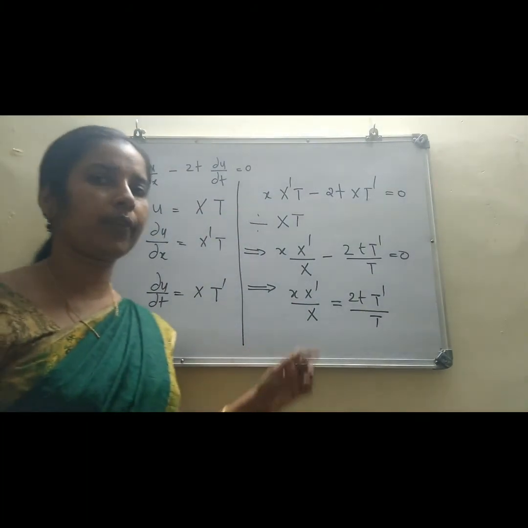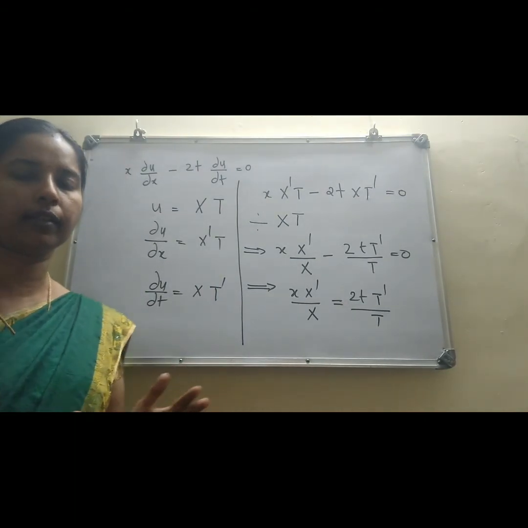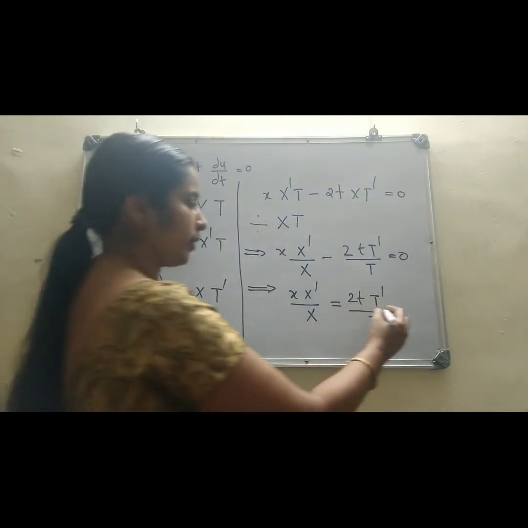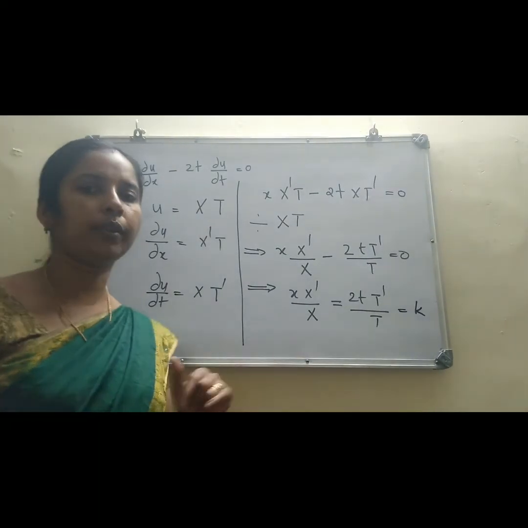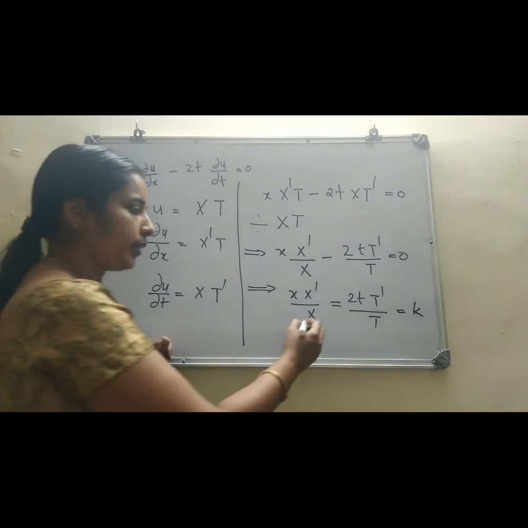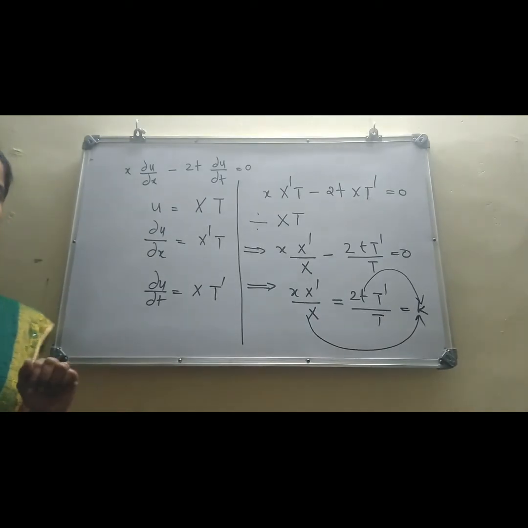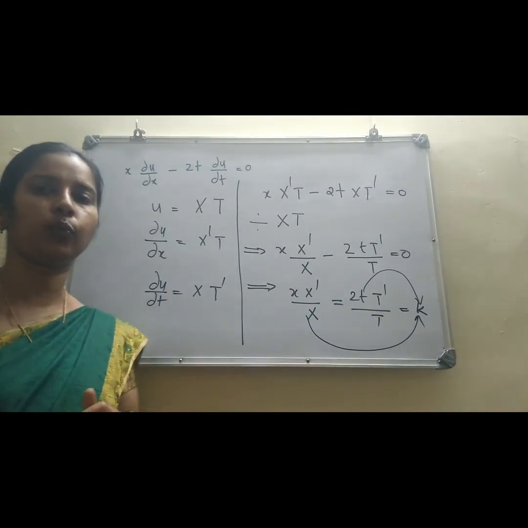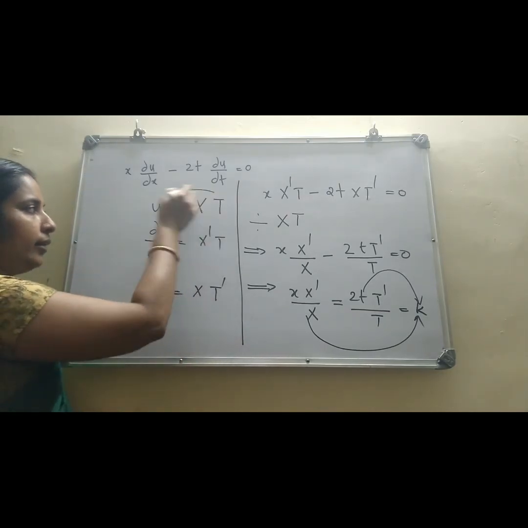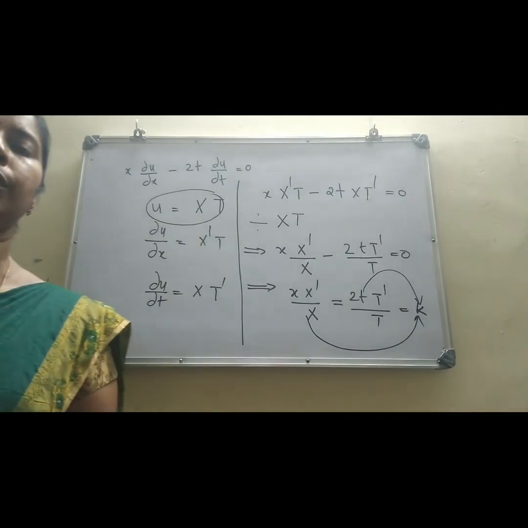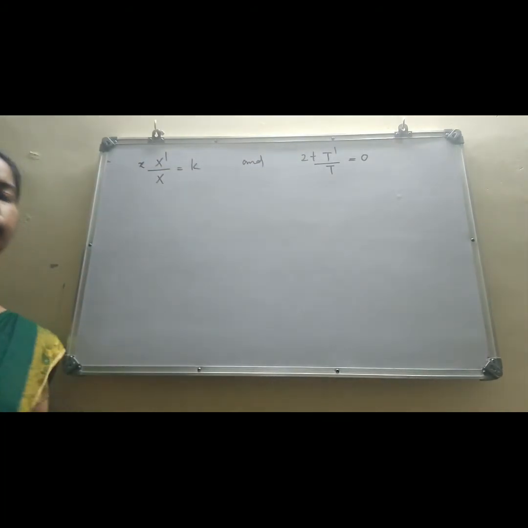Since capital X is a function of x alone and capital T is a function of t alone, both are independent variables. So this equation is true only for each is equal to a constant. Let it be k. So from this you can consider two differential equations. One is this equal to k and the second equation is this equal to k. Next, by solving these two differential equations we will get capital X and capital T. Next, you put the values of X and T in this equation, we will get the general solution of the given partial differential equation. We have to solve these two differential equations.